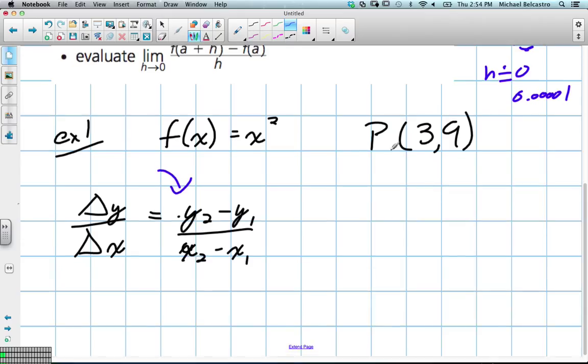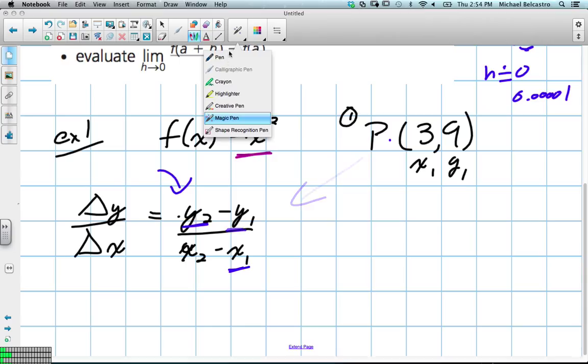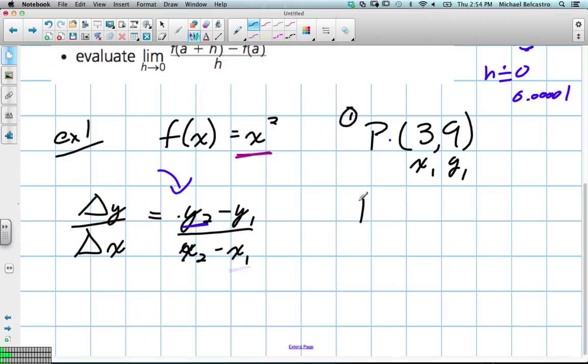Okay. So they've given us point P, and they've given us a quadratic to work with. So we are going to have our actual point, and we can call that point 1 if we like. That'll be x1 and our y1 when going into rate of change. So when we go to plug these in, y1 will be our 9 and x1 will be our value of 3. y2, however, is point 2. In this case, it's when we add a value of h to our x value. So our new x value will be 3 plus h.